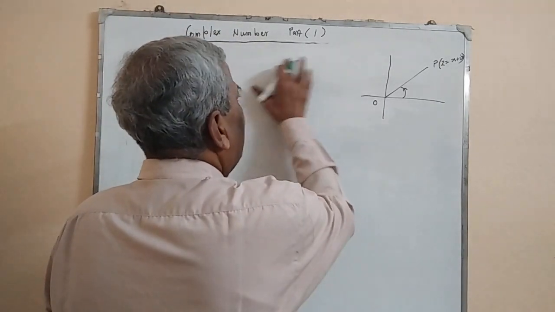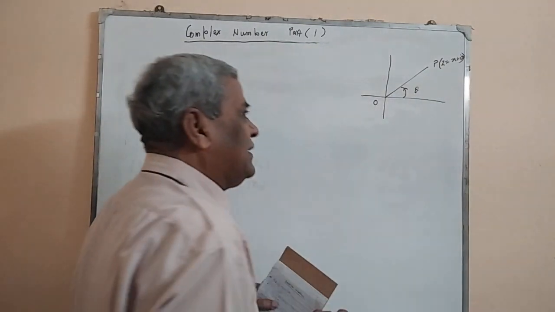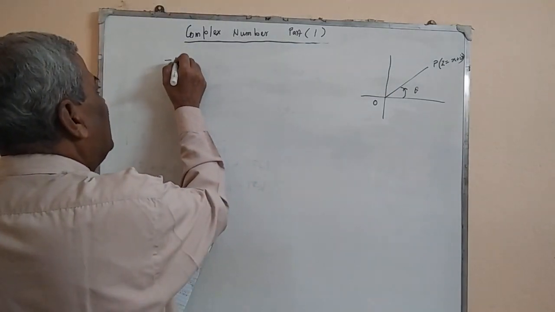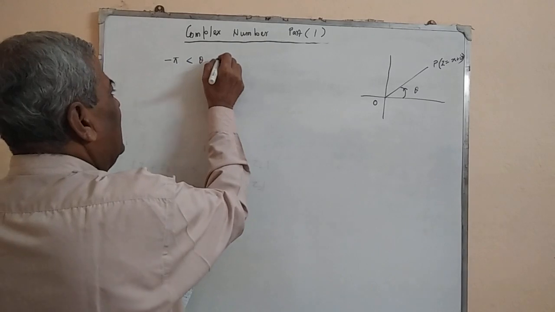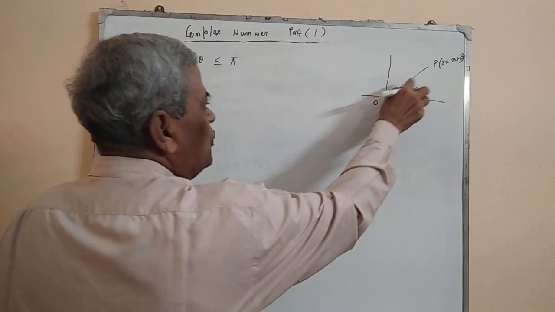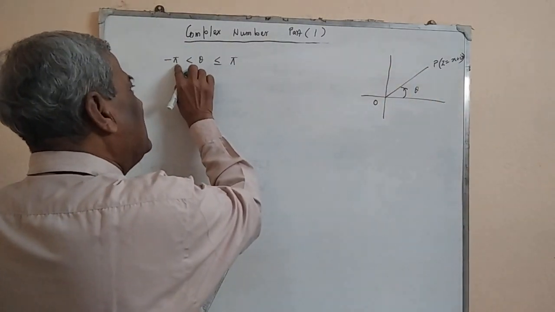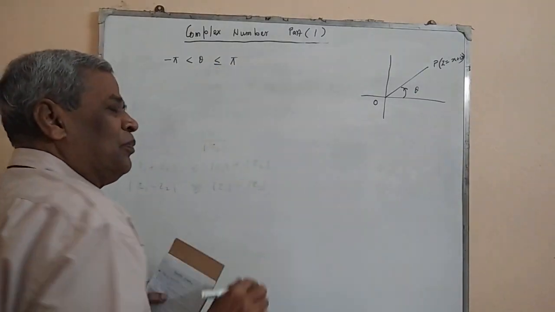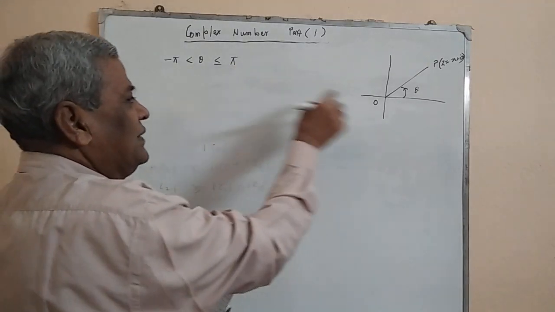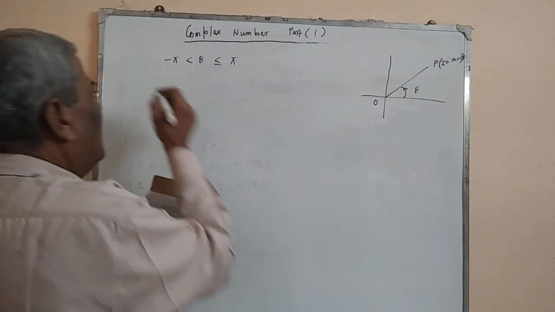So this value of the argument has a limit. It must lie between minus pi and pi: minus pi less than theta less than or equal to pi. That is, the argument of any complex number will be greater than minus pi up to pi. Minus pi is not included, and pi can be included.